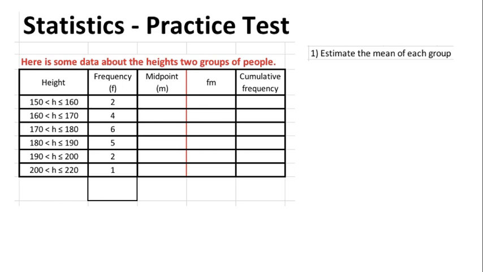These are the answers to the practice test in statistics. First of all, some data about the heights of two groups of people. Estimate the mean of each group.